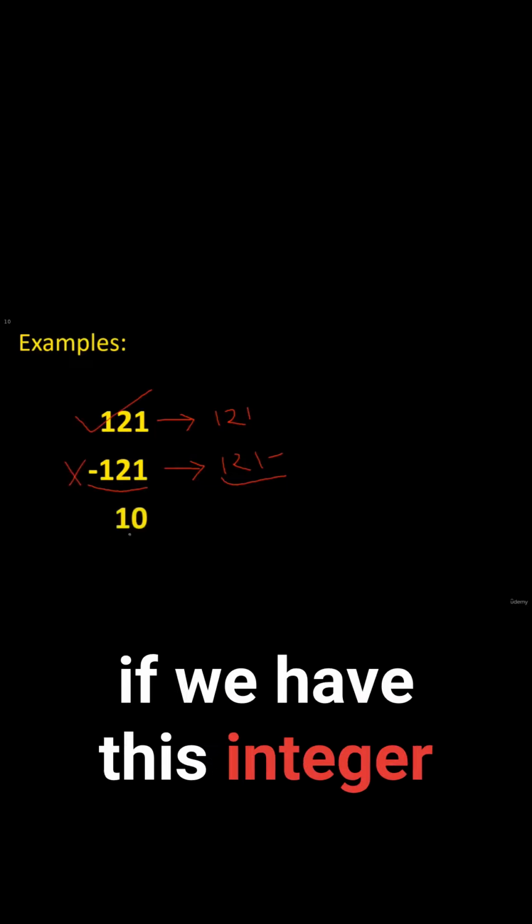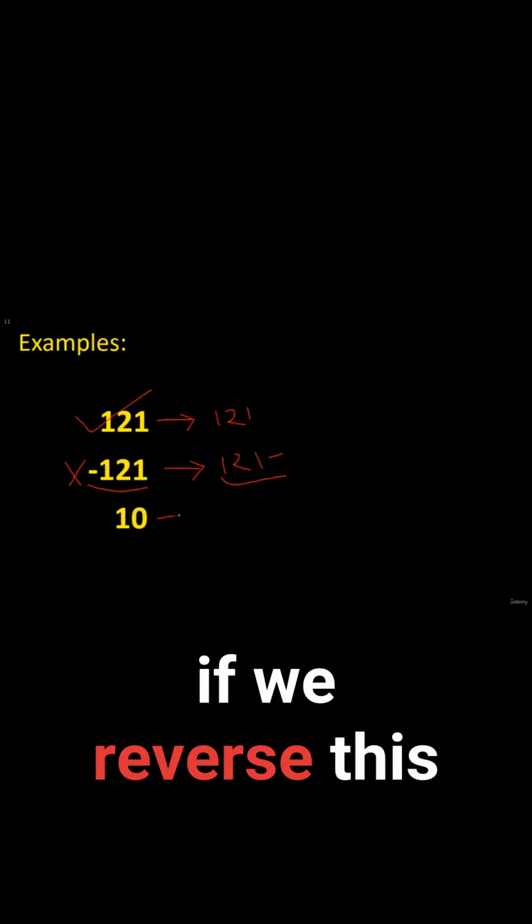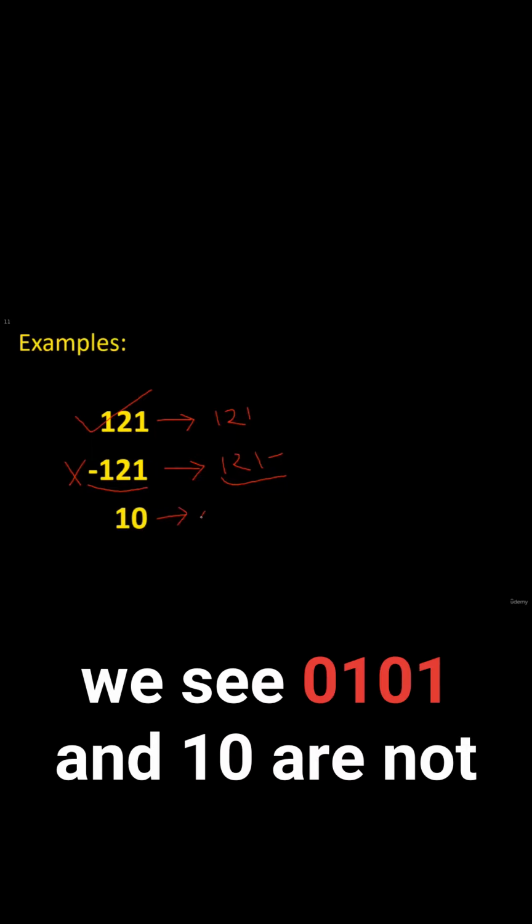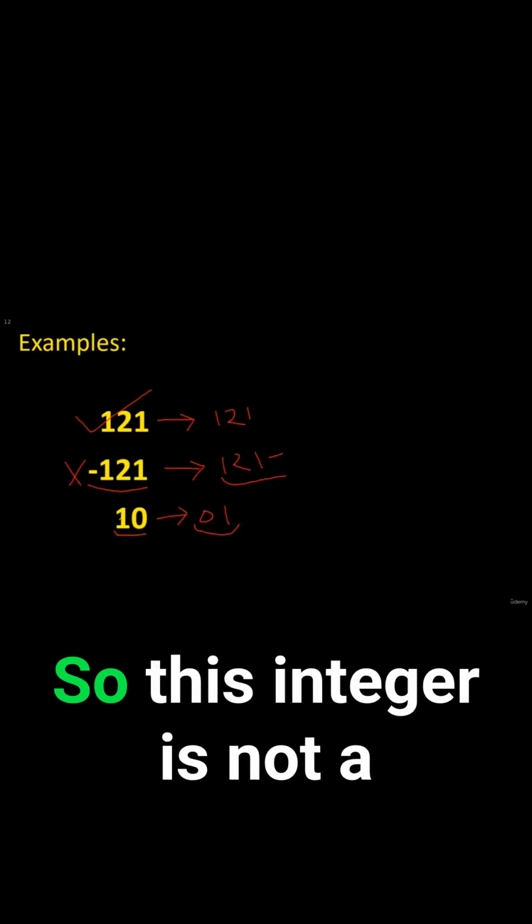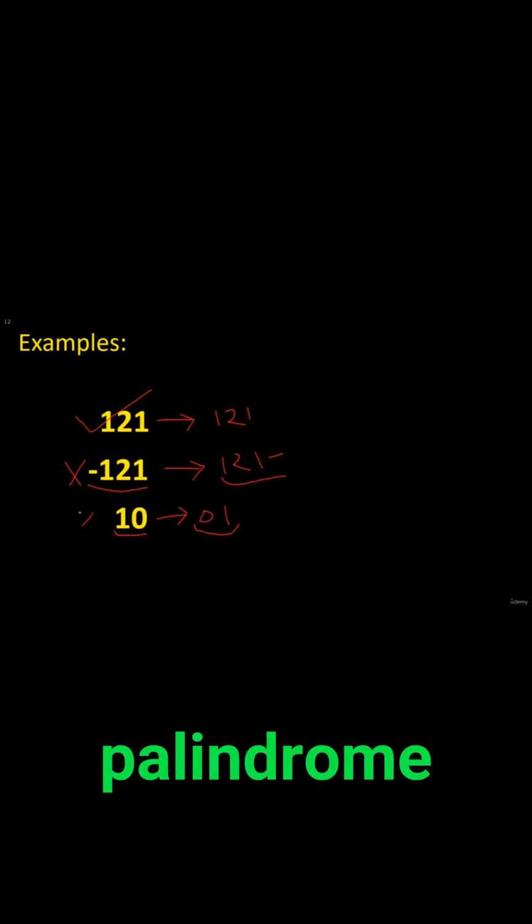If we have this integer as input, now if we reverse this integer, we see 0, 1. 0, 1 and 1, 0 are not the same. So this integer is not a palindrome.